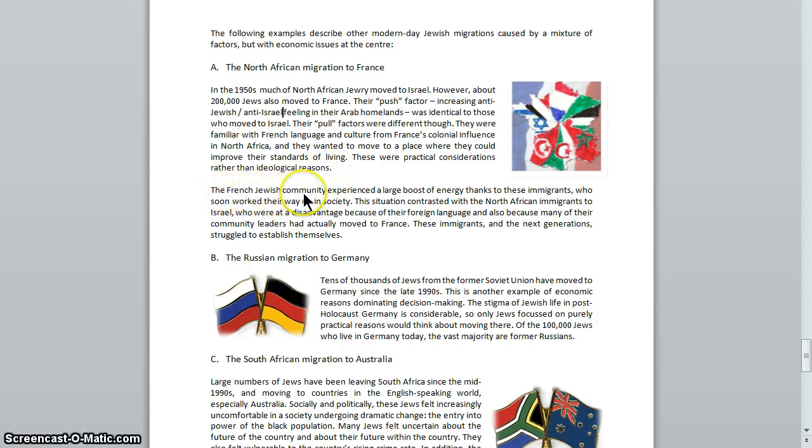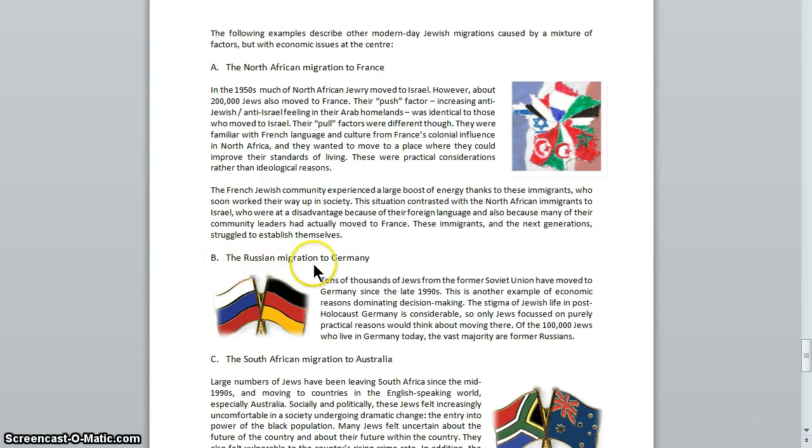The French Jewish community experienced a large boost of energy thanks to these immigrants, who soon worked their way up in society. This situation contrasted with the North African immigrants to Israel, who were at a disadvantage because of their foreign language, and also because many of their community leaders had actually moved to France. These immigrants and the next generations struggled to establish themselves.